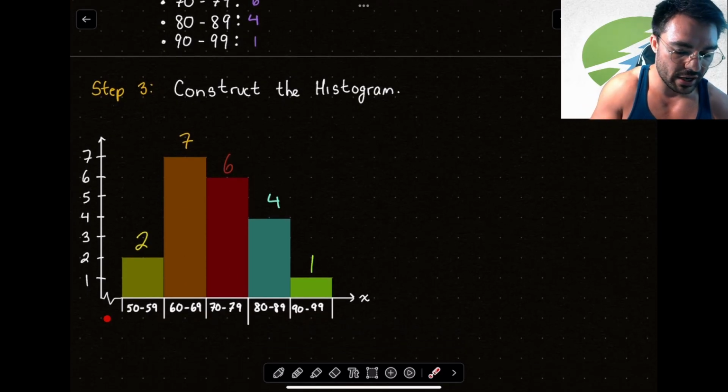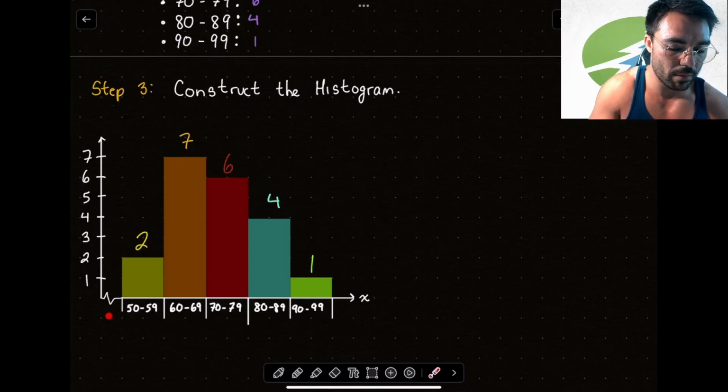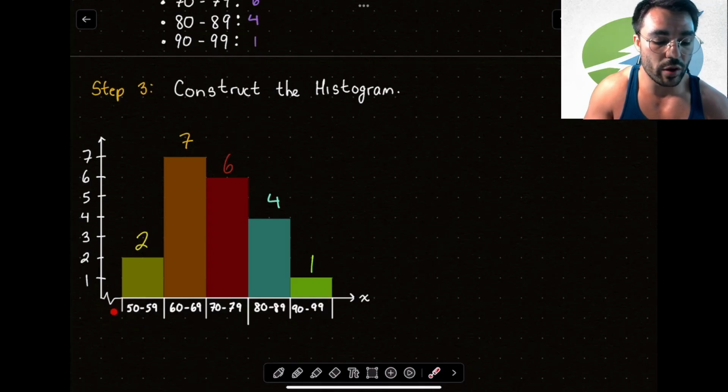Now, if we notice here, I put a little squiggle that looks like a heart rate monitor at the hospital. This is called a break. We always include a break if our bar graph does not start at 0. It is letting the reader know that we are skipping to a higher value.